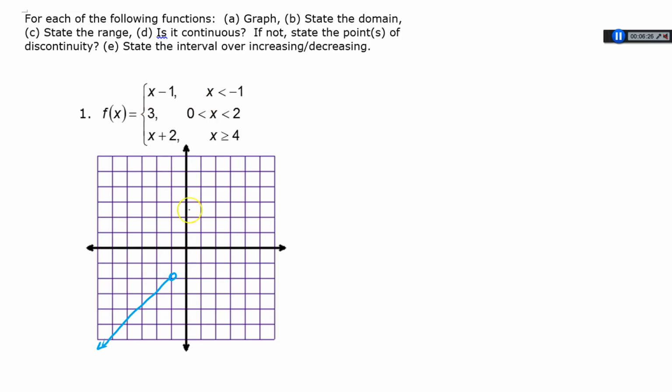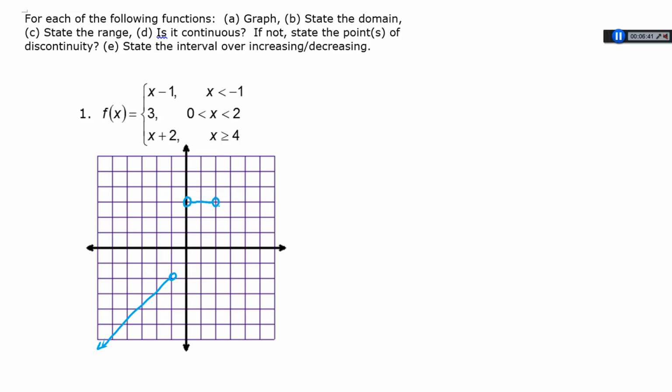So at 0, we're at 3, open circle. And we stay at 3 until 2. So at 2, we are still at 3, open circle again. There we go. That's a constant function there.